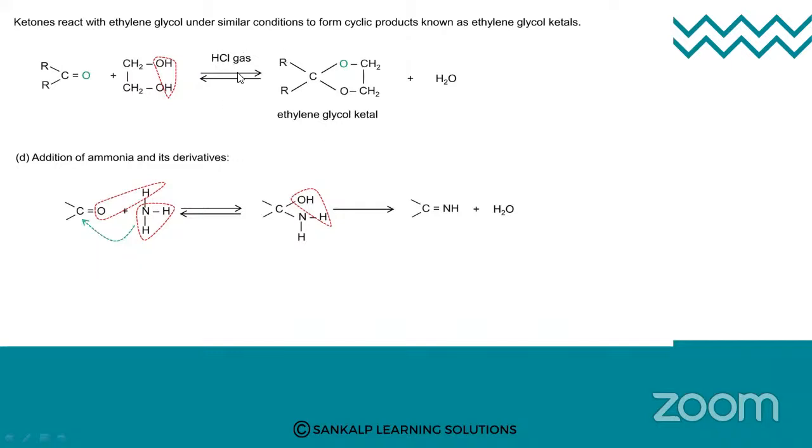So now let us see with ketones. If you have a ketone, how will it react? We have seen in the last class only up to the aldehydes, right? How aldehydes react with alcohols and form hemiacetals and acetals respectively. So now let us see how ketones react.